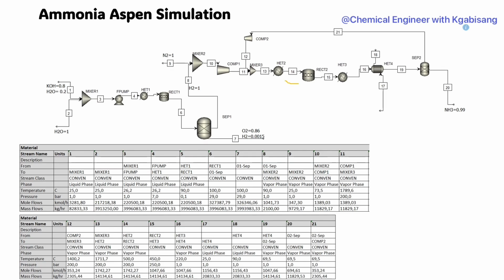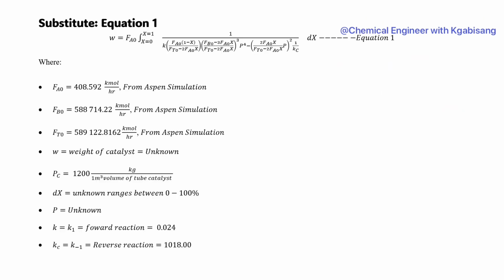Consider its flow rate, the inlet flow rate of the streams of FAO, FBO, FCO. Take into account the temperature and also the pressure that goes into stream number 14. With that being said, now we can substitute into equation number 1. We already know all our parameters. The only unknowns in this equation are the weight of the catalyst, the pressure, and also conversion itself. We only know that it ranges between 0 and 1.